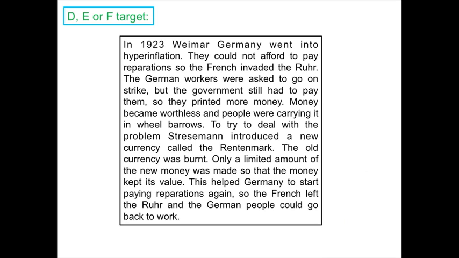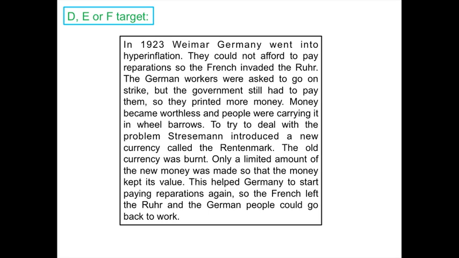Let's look at a D, E or F target grade answer now. This candidate has written, in 1923, Weimar Germany went into hyperinflation. They could not afford to pay reparations, so the French invaded the Ruhr. The German workers were asked to go on strike, but the government still had to pay them, so they printed more money. Money became worthless and people were carrying it in wheelbarrows. To try to deal with the problem, Stresemann introduced a new currency called the Rentenmark. The old currency was burnt.